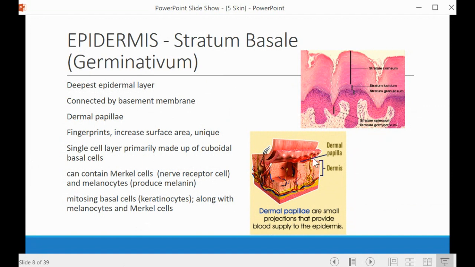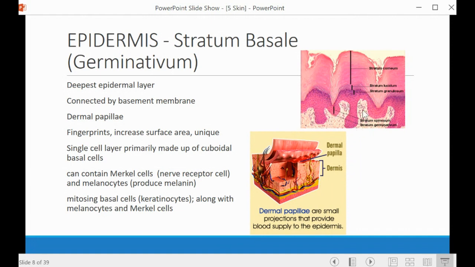This actually has what's called the dermal papilla, and the dermal papilla is going to create our fingerprints. The job of the dermal papilla is to increase some surface area, and it is unique to every person. They also help to provide blood supply to the epidermis. There is a single cell layer, and it's primarily made up of cuboidal basal cells. So if it's a single cell layer, it's going to be simple cuboidal cells, right? And that's going to create that stratum basale or stratum germinativum.